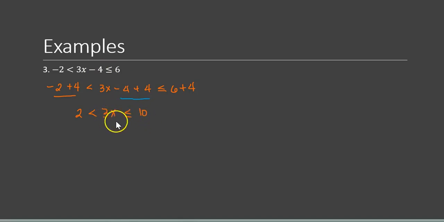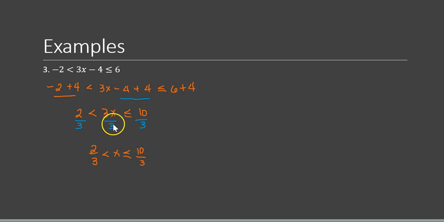So since our aim is to solve for x, we're going to divide not only the middle, but we also have to do that for all of this. So divided by 3. So our final answer would be 2/3 less than x less than or equal to 10 over 3. Since we are dividing by a positive number, we don't have to reverse the inequality.